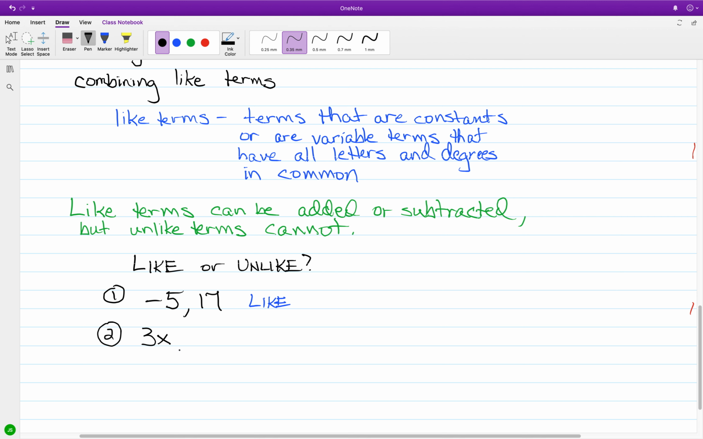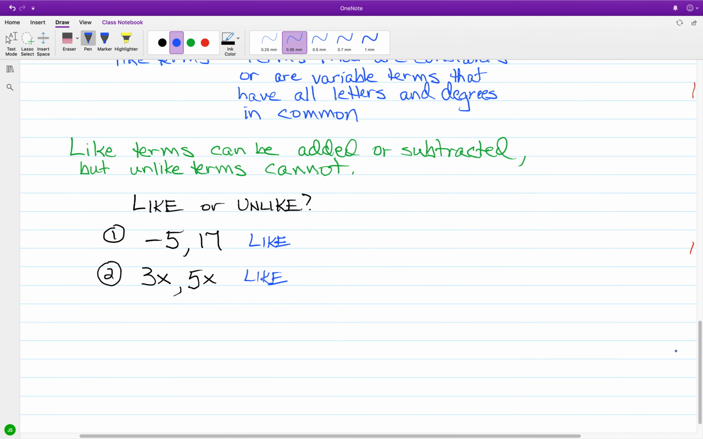Let's say if we have variable terms with 3x and 5x. Okay, we no longer have constants, but we have variable terms in the same letter, and the degree in x is the same. So 3x and 5x can be added and subtracted together. So these are going to be like terms as well.